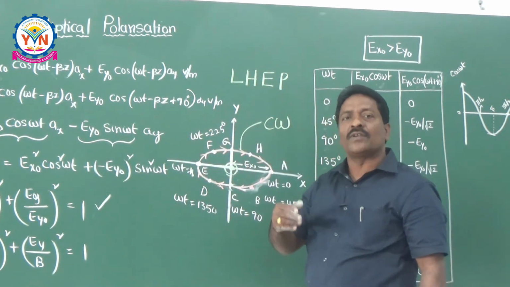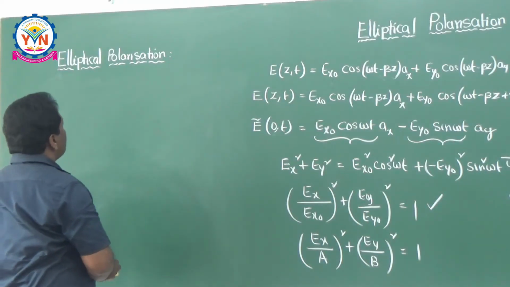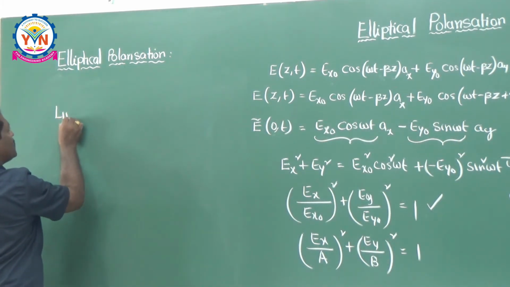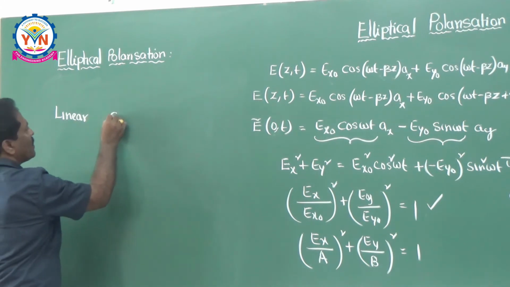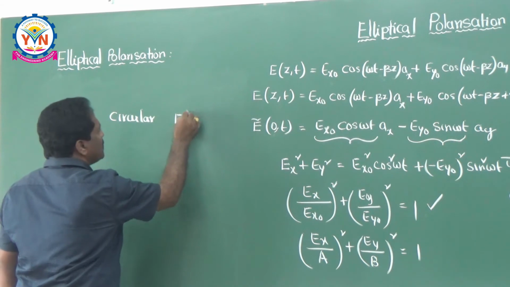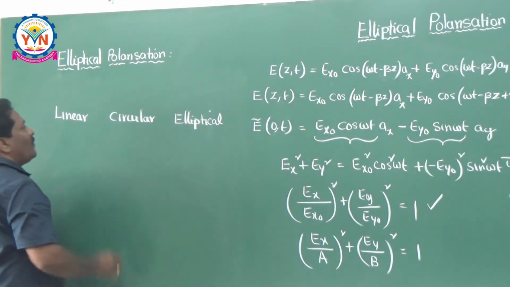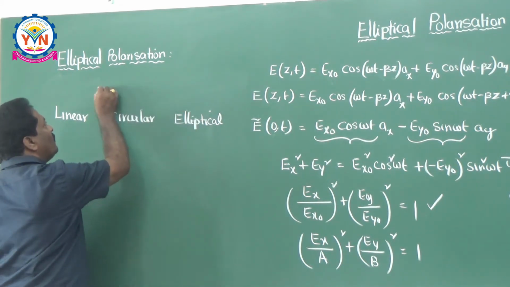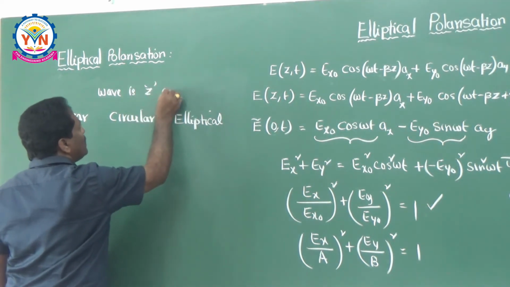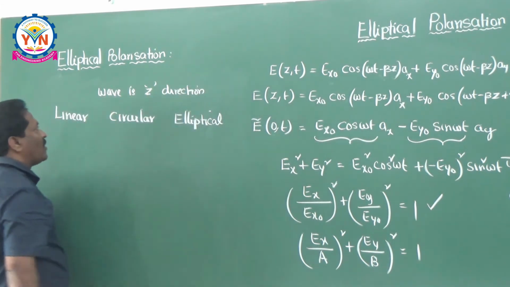That's why I would like to summarize these three polarizations within 1 minute. Okay. So let us compare these three polarizations once again. One is linear polarization, second one is circular polarization, and third one is elliptical polarization. For every polarization I assumed that the wave propagation is taking place in the z direction. That means it will have only x component as well as y component.